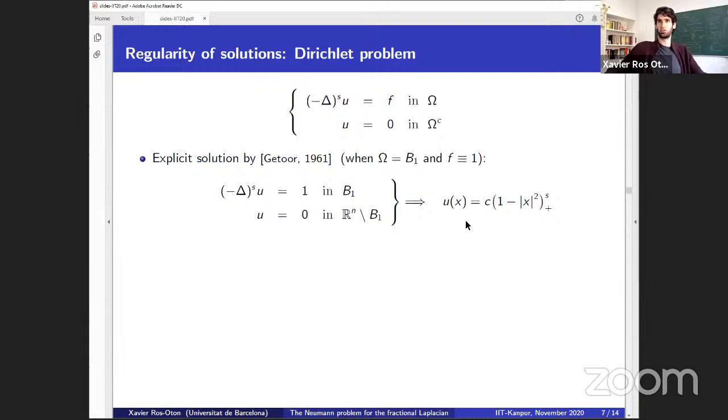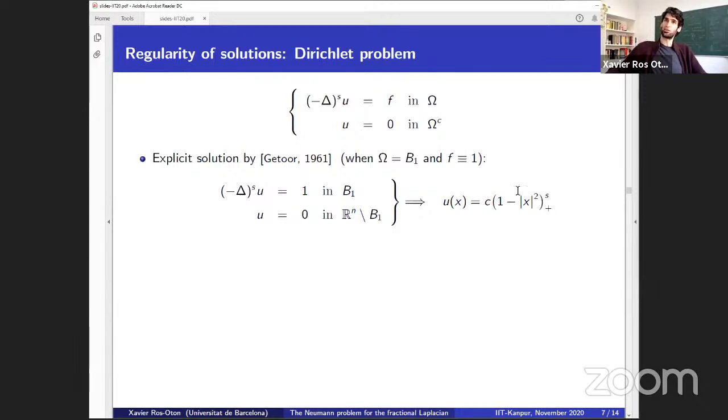The explicit solution, with the right constant in front, is (1 minus |x|^2) raised to the power s. So the power s is exactly the power of the fractional Laplacian. Now, what happens to this solution? In the interior, u is C infinity, which we already knew by interior regularity. But what happens near the boundary? Near the boundary, this function is not even Lipschitz, so the derivative of this function is not even bounded.